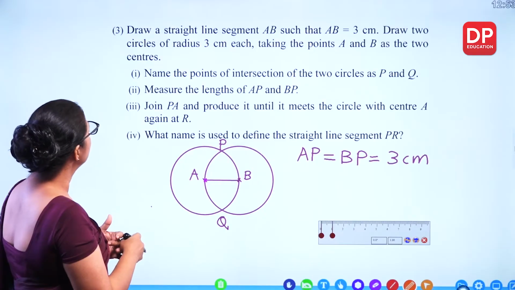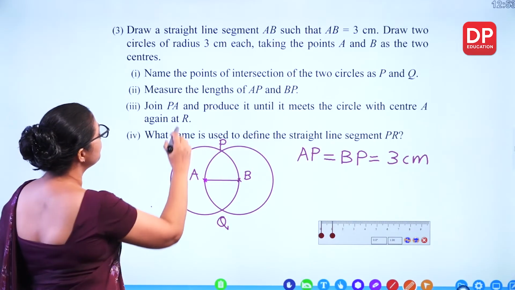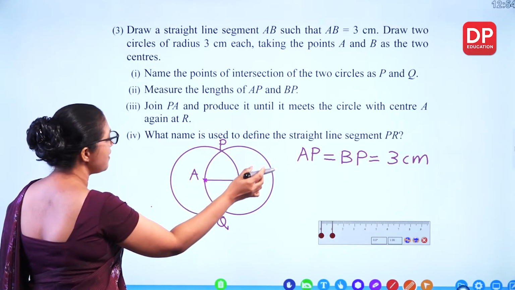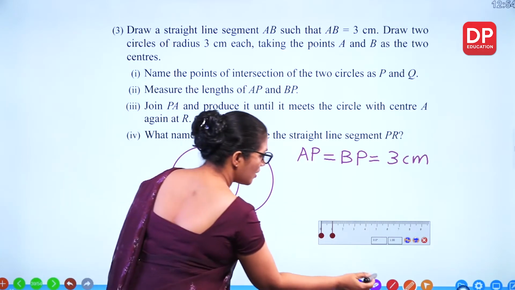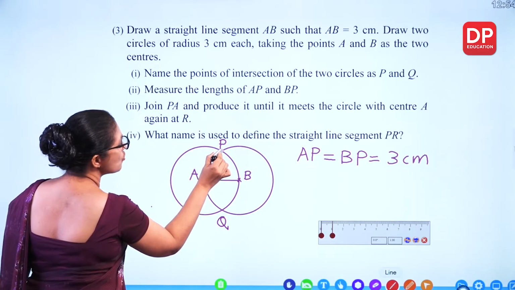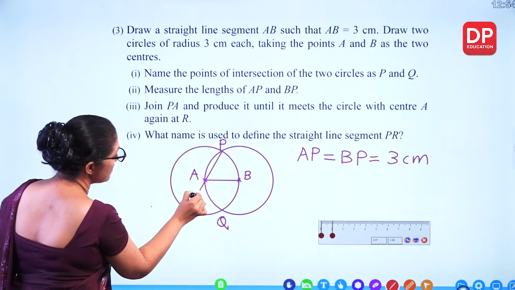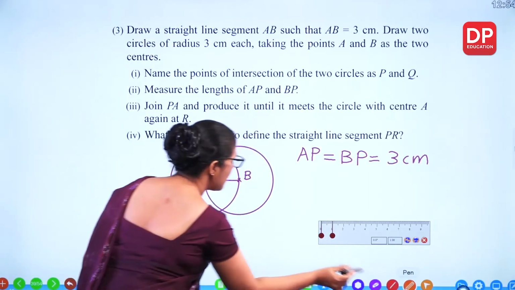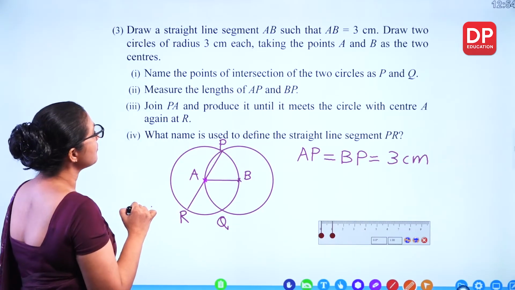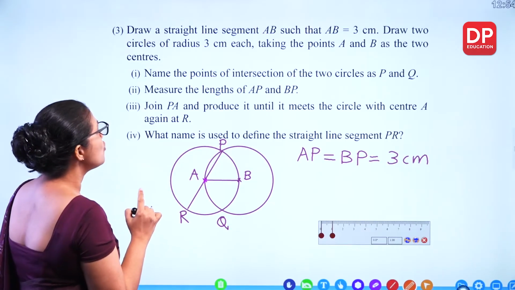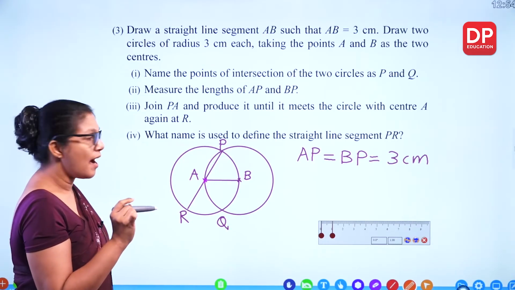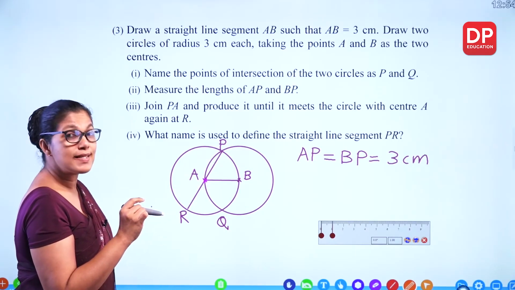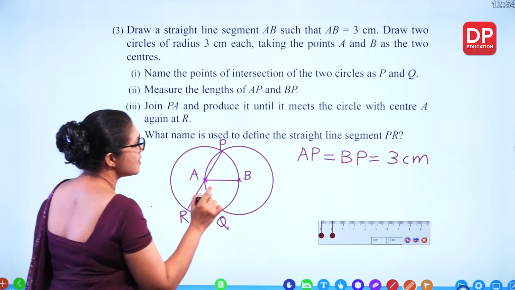Join PA and produce it until it meets the circle with center A again at R. So take the ruler, join PA and then extend it so that you get another point on the circle, that's R. What name is used to define the straight line segment PR? So this is a line segment passes through the center. So that's the diameter.